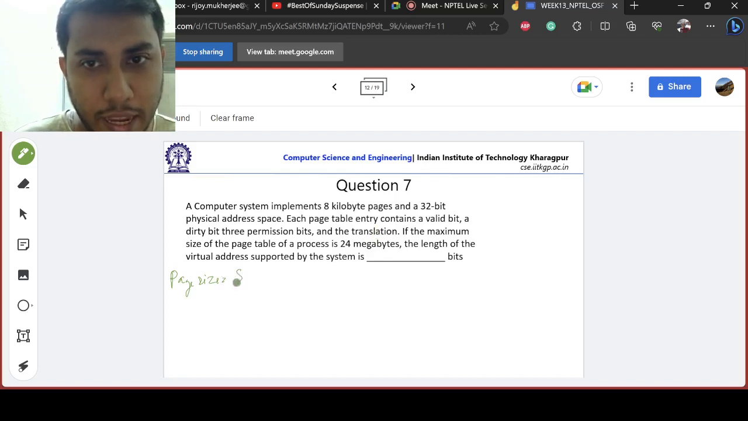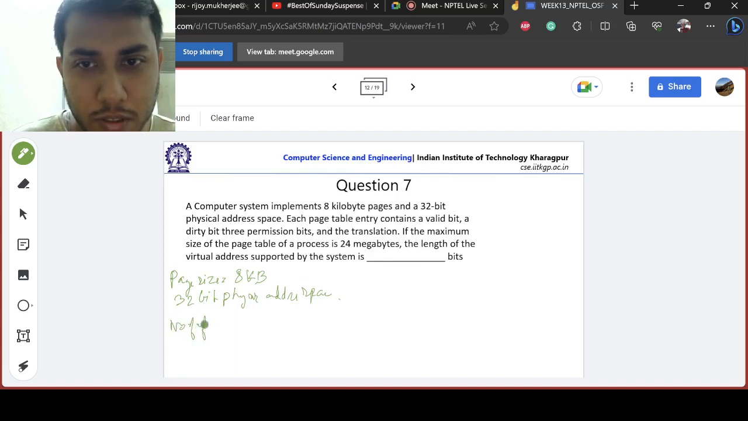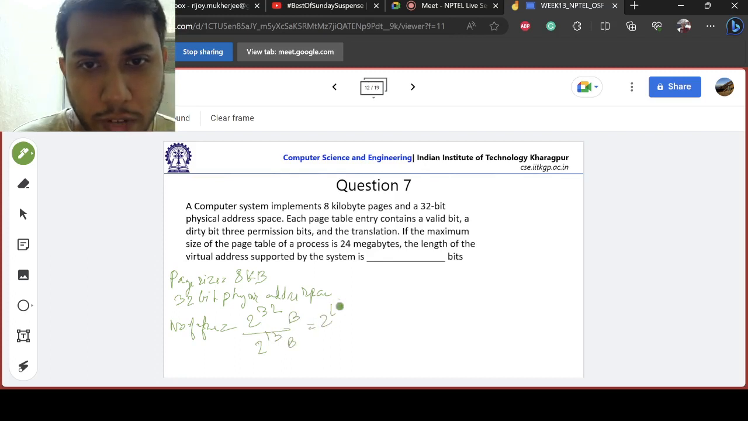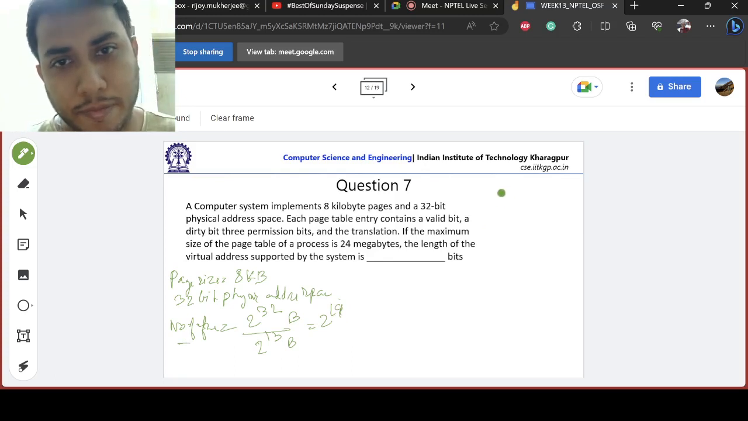So page size is basically 8 KB, 32-bit physical address space. So the number of frames will be 2 to the power of 32 divided by this 8 KB, which is 2 to the power of 13. So that gives 2 to the power of 19. Okay, so you need 19 bits to uniquely identify each frame.